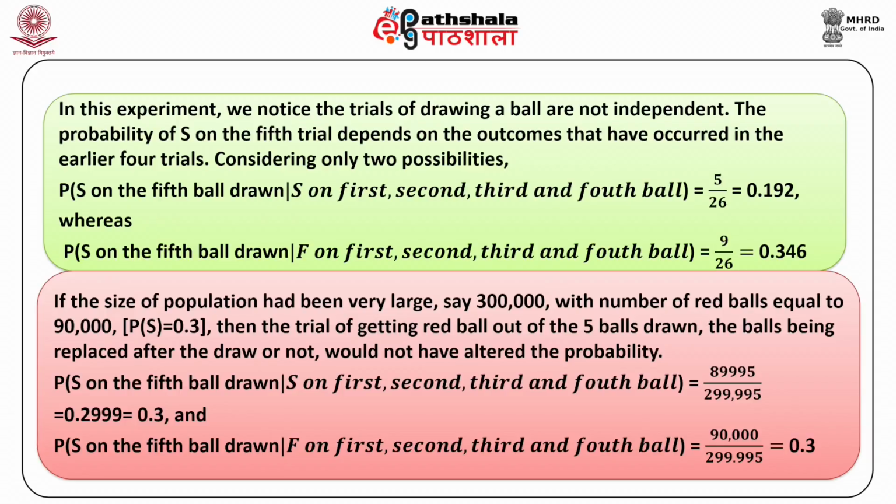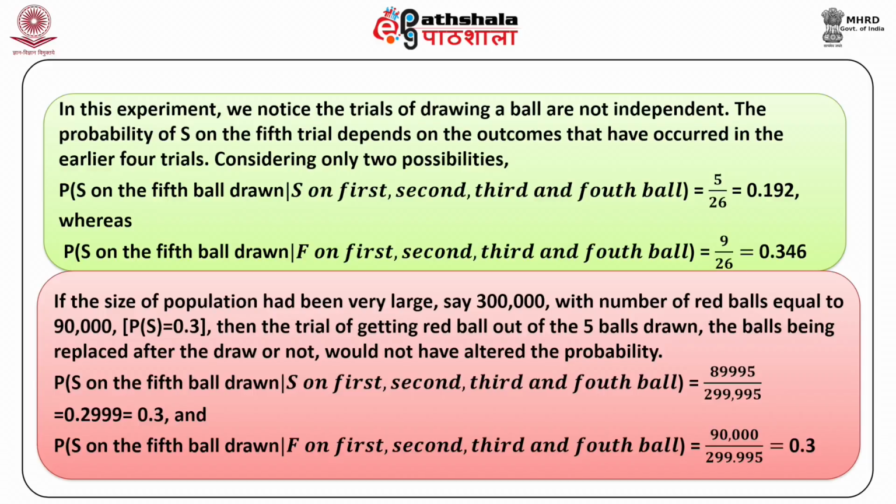Then the trial of getting red balls out of 5 balls drawn, regardless of the balls being replaced after the draw or not, would not have altered the probability very significantly. So probability of S on the fifth ball drawn given S on first, second, third and fourth ball, in that case will come out to be equal to 89,995 upon 299,995 and is equal to 0.2999, which is approximately equal to 0.3.